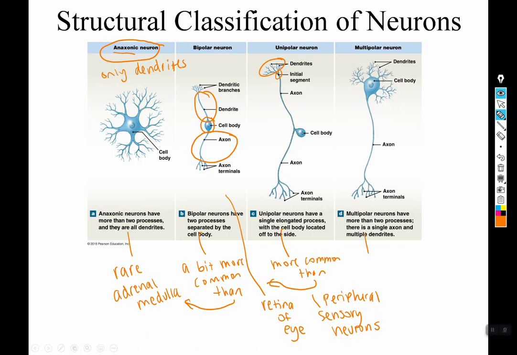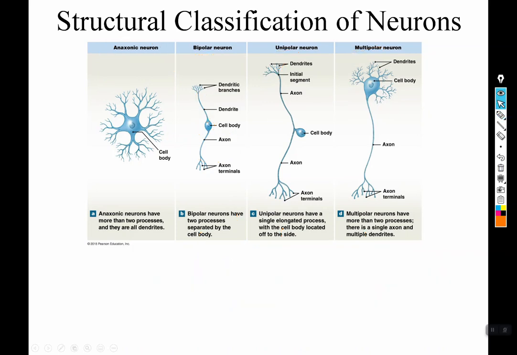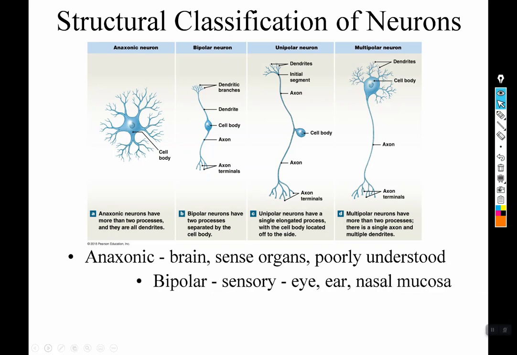And then multipolar neurons are the most common. So these are all over the place. Examples are motor neurons, both of the autonomic and somatic nervous system, and the neurons that make up your cerebral cortex, which is the outer part of your brain that's made of gray matter, and it is your thinky bits, so the part that does all the processing and computing. So what you'll be expected to do is recognize these neurons by their shape and be able to say whether they are bipolar, unipolar, or anaxonic. So here's just a recap of places you can find these.